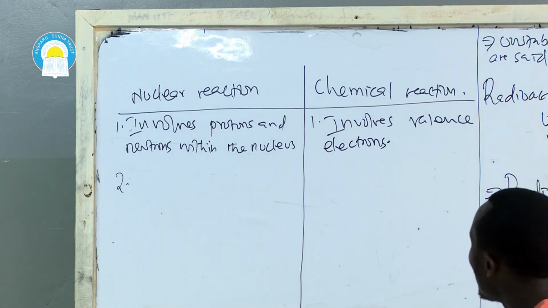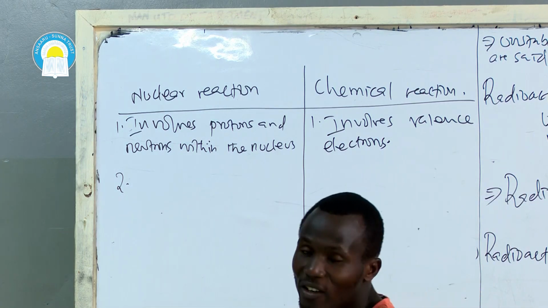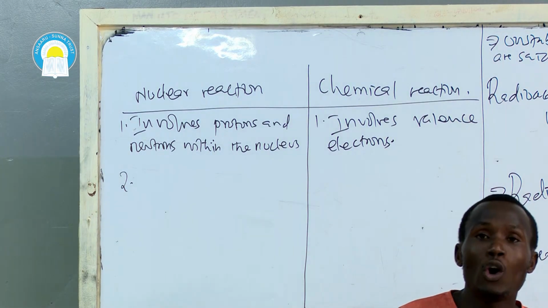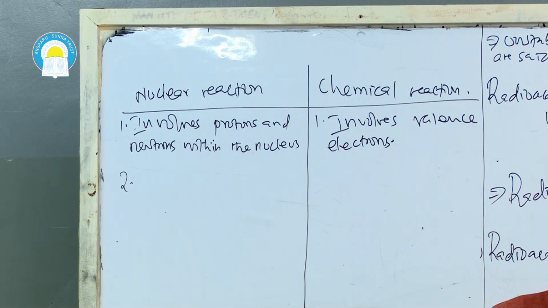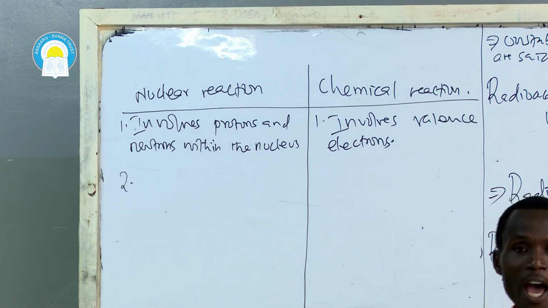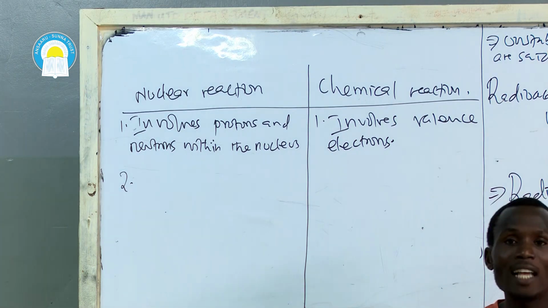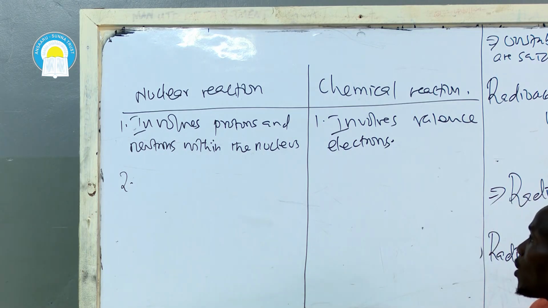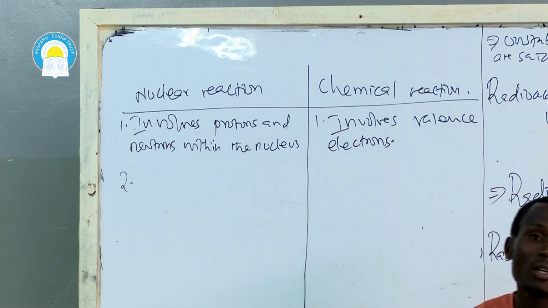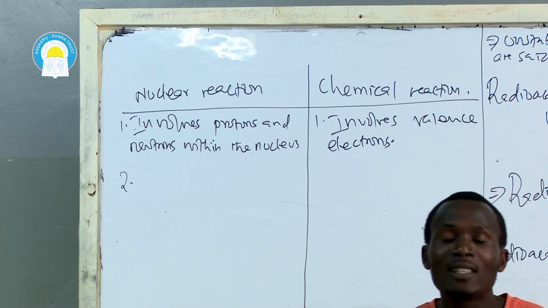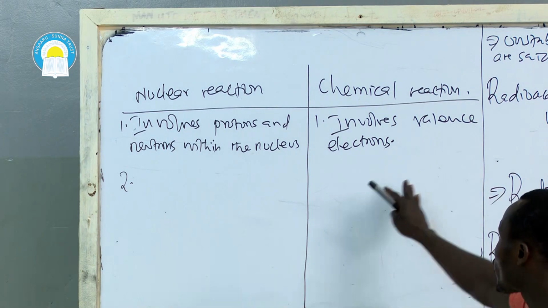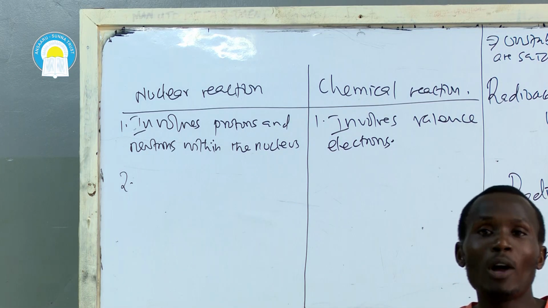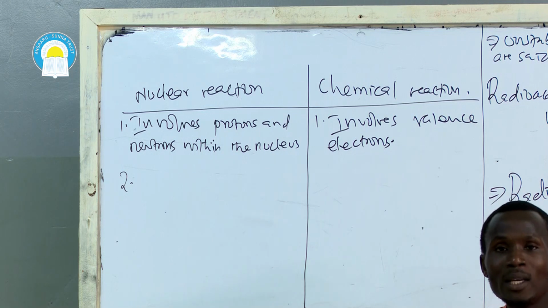The second is in terms of energy being released or absorbed. In a nuclear reaction, there is no absorption of energy. Always there is release of energy, and a large amount of energy is given out. That is why we use nuclear reactions in production of electricity. In a chemical reaction, energy will either be absorbed or released, and only a small amount.